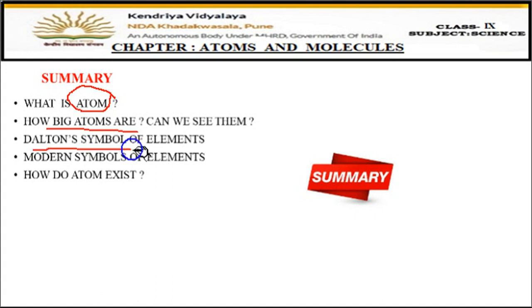Then, Dalton symbols of elements you need not learn. You have to learn the modern symbols of elements. Some of the symbols which are very commonly used, you have to learn them. And then we discussed the atomic mass. Atomic mass means the mass of one atom of the element. It is measured in AMU, atomic mass unit. And the atomic mass unit is found by taking the carbon 12 isotope as a standard measurement. In kg it is equal to 1.66 into 10 raised to minus 27 kg. So this value also you have to learn.